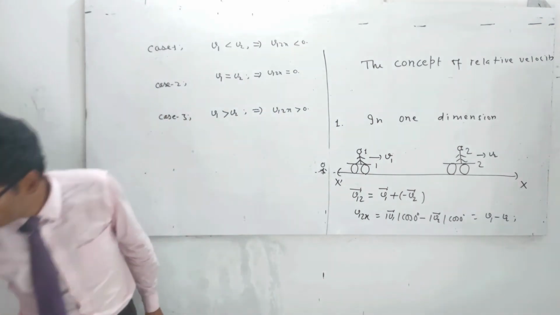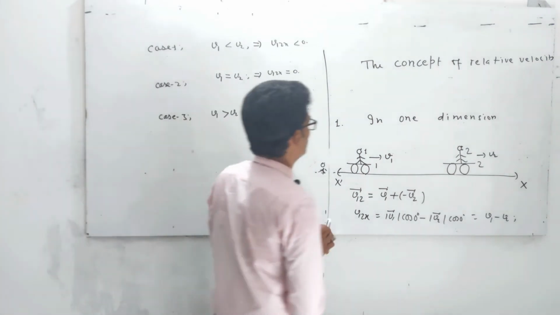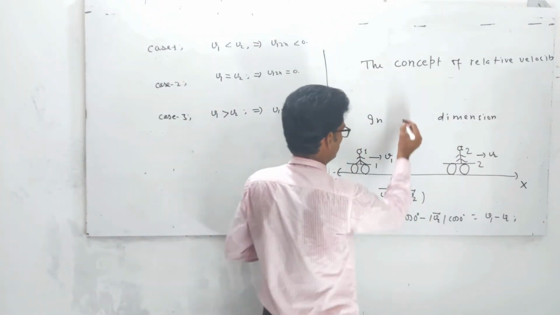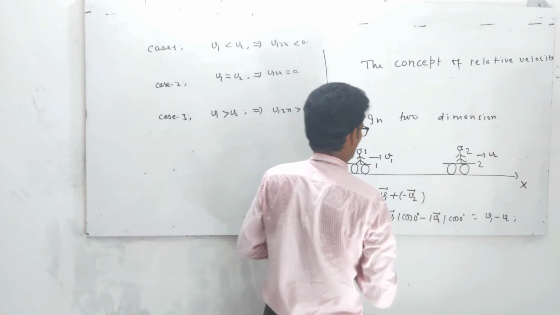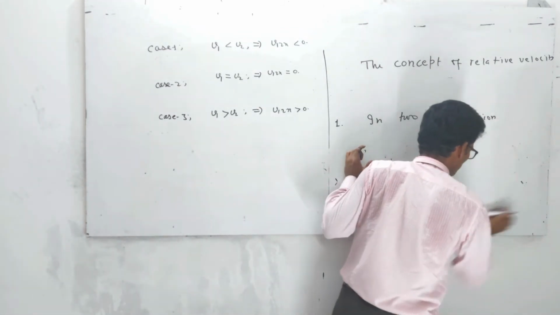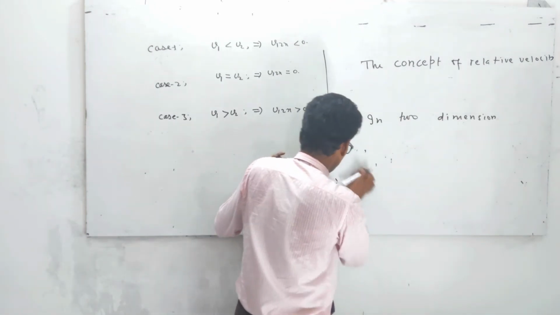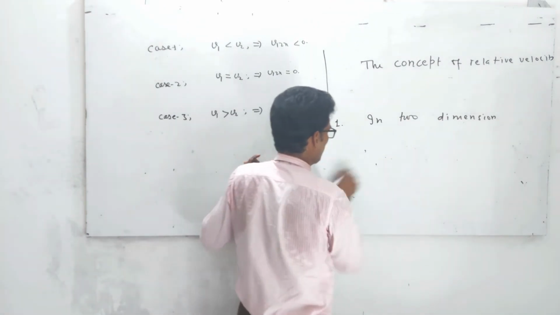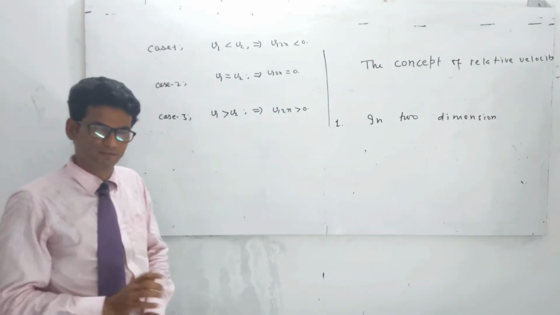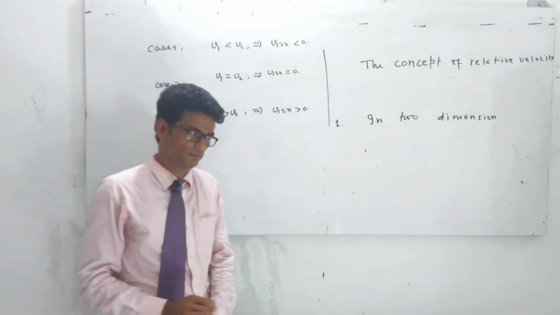Now we are going to take the concept of relative velocity in 2 dimensions. To understand the concept of relative velocity in two dimensions, we take an example. By the example we are going to understand. Look here.